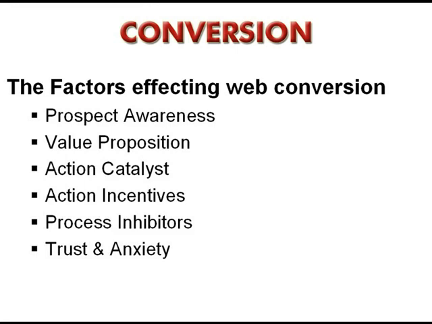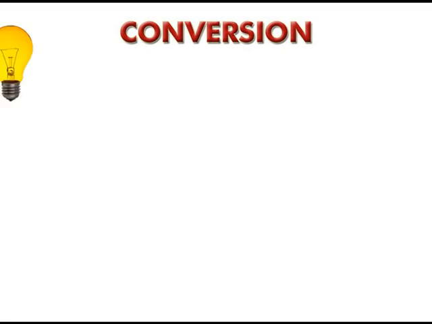So here, these are the pieces we're going to talk about. We've got prospect awareness, the value proposition, the action catalyst, the action incentives, the process inhibitors, and then trust and anxiety. And the last two there, the process inhibitors and trust and anxiety, these are elements that are largely, in essence, negative. And so we have to figure out ways to combat them and create a positive environment around them.